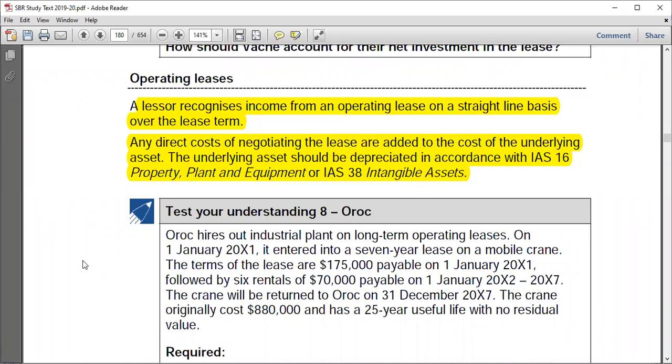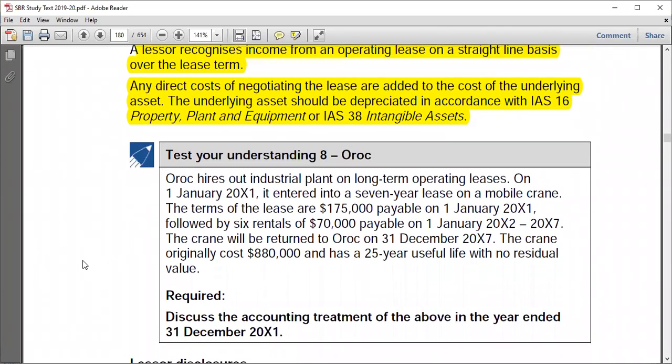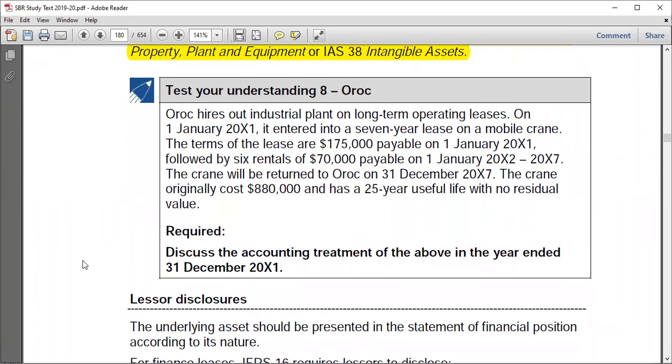So this is the situation. Let's take a look at an example and be done with this accounting. The question is just understanding number 8. Orok hires out an industrial plant on a long-term operating lease. Okay, no issue.